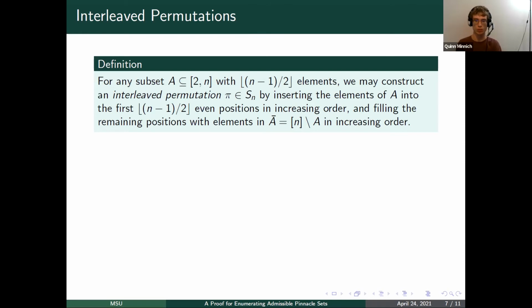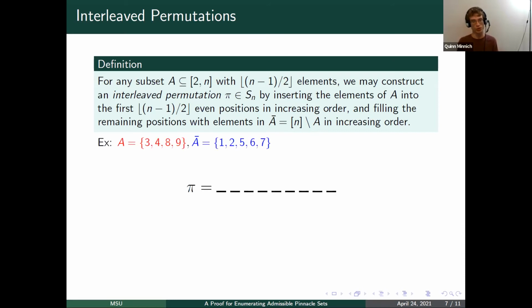What we do is we construct a permutation by placing the elements of A in all the even indices in increasing order. And then we place all the elements not in A, the complement, in the odd indices in increasing order. So for example, suppose that A was 3, 4, 8, 9, and A bar is all the rest of the numbers. A could be anything as long as it contained 4 numbers and did not contain the number 1. So we place the elements of A in the even positions in increasing order, and we place the rest of the elements in the odd positions in increasing order. And there's your interleaved permutation. We called it interleaved because it's essentially 2 increasing subsequences interleaved together.